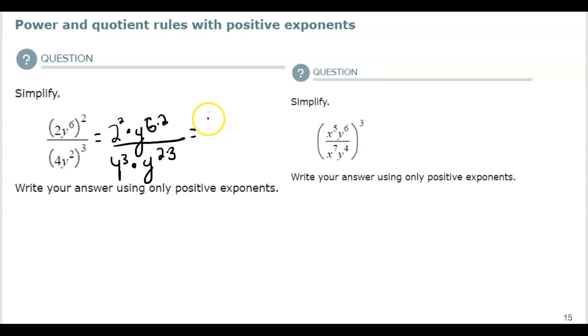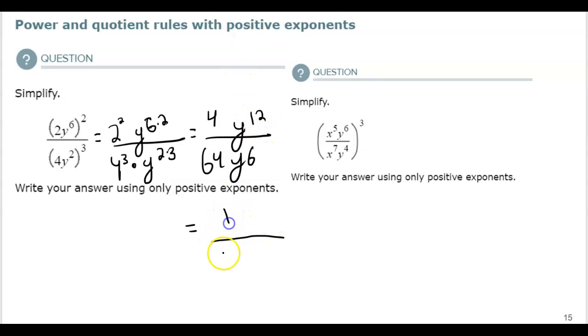Should get me 4 over y to the 8th over 64 y to the 6th. Oh, 6 times 2 is 12. That's my mistake. So I end up with 1 over 16. 12 minus 6, I end up with 6 y's on the top.